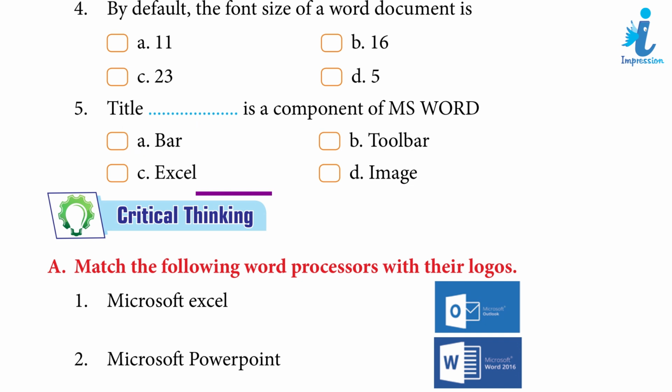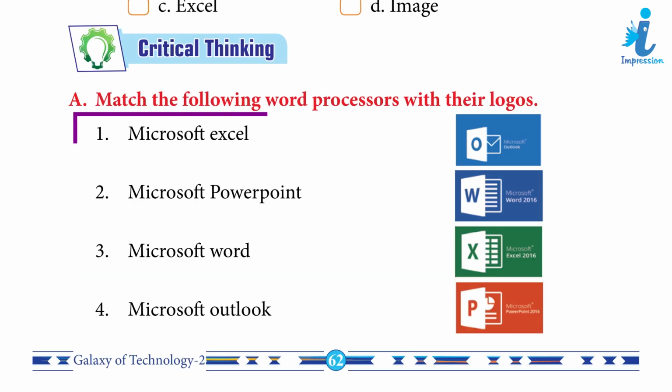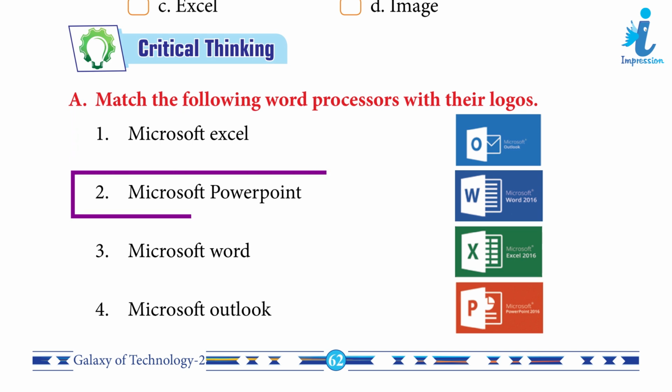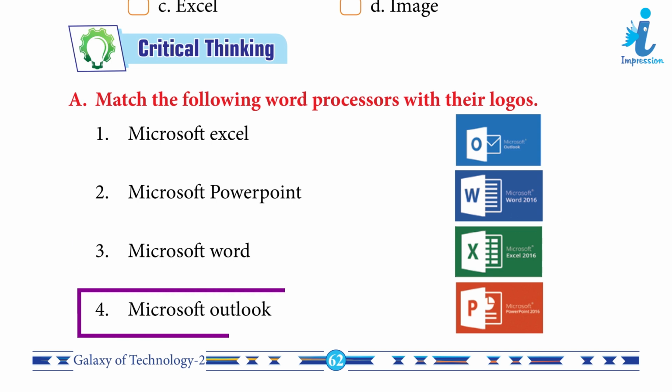Critical thinking. A. Match the following word processors with their logos. Match Microsoft Excel with C. Match Microsoft PowerPoint with D. Match Microsoft Word with B. Match Microsoft Outlook with A.